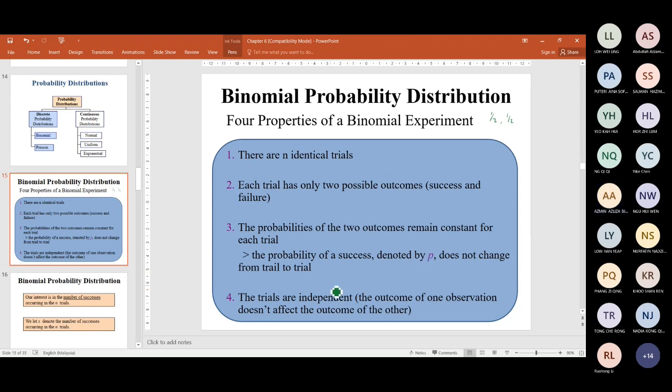The trials are independent. The outcome of one observation doesn't affect the outcome of the other. Similar to the coin toss just now, when you toss two coins, they are independent.